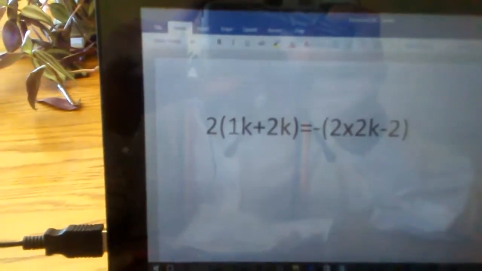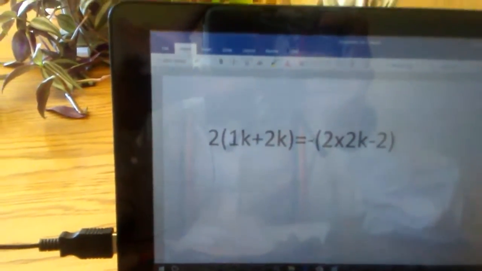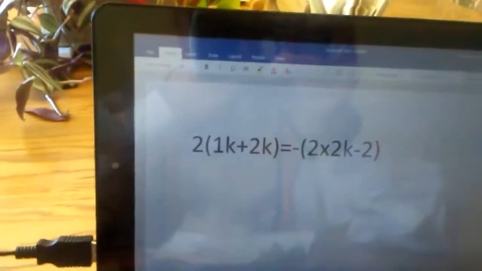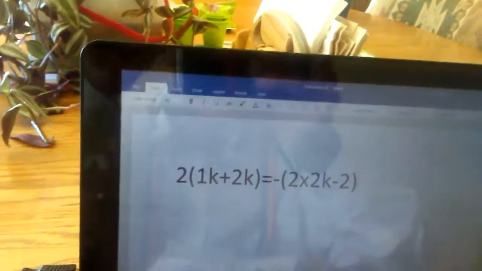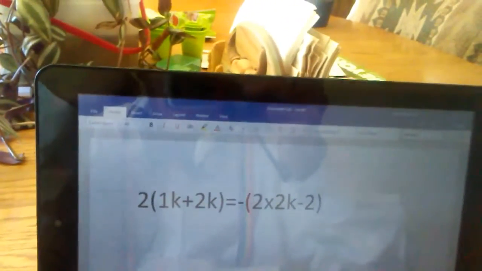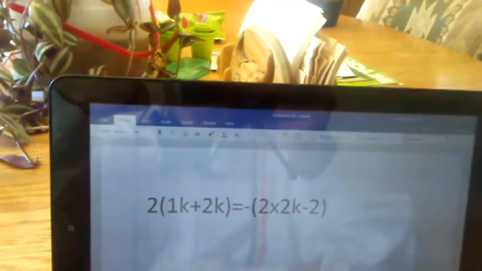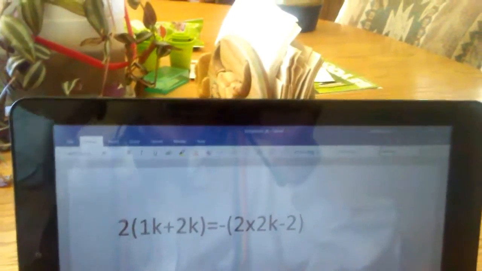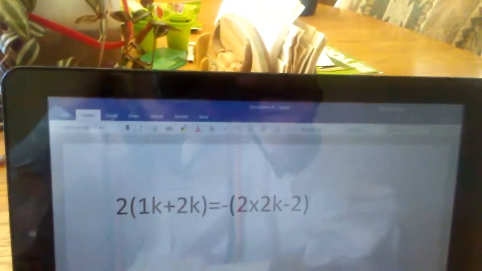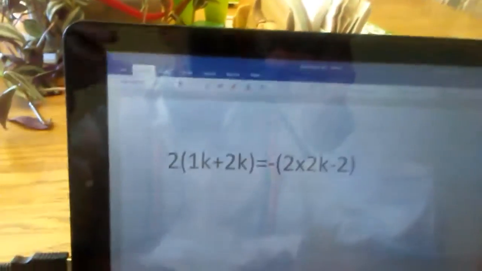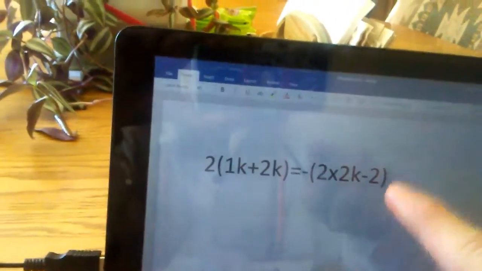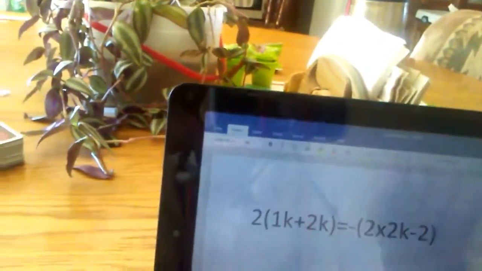Alright, so first off, we're going to start with a math problem. This is 1k plus 2k equals negative 2 to the second power times k minus 2. Now I know this looks like 2 times 2, but I don't know how to get the power symbol.